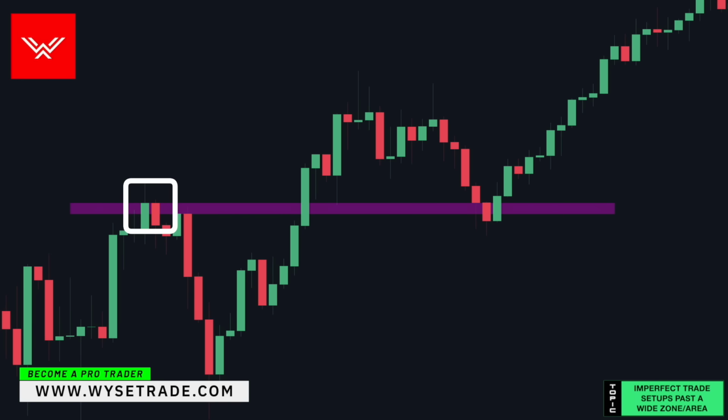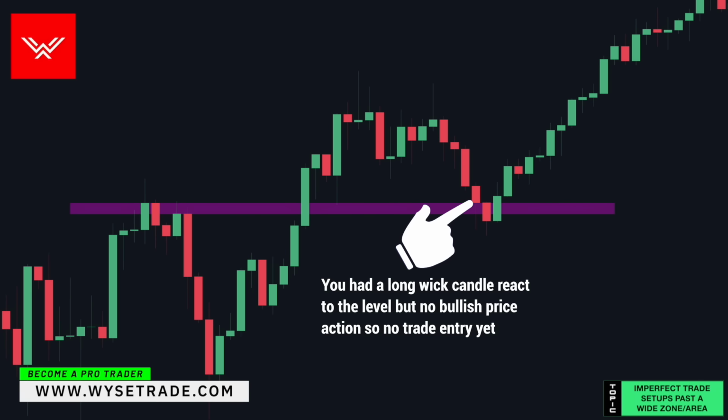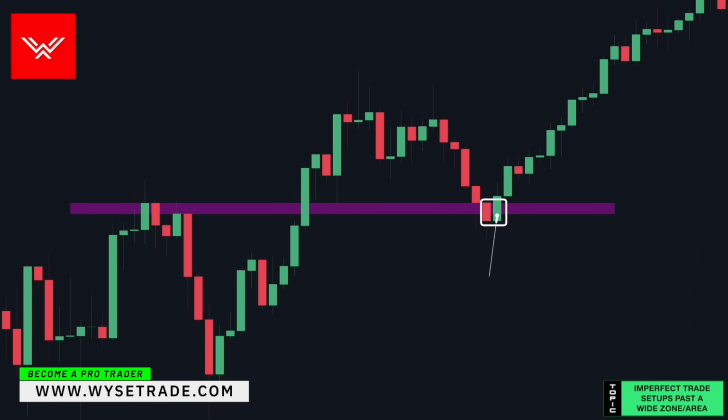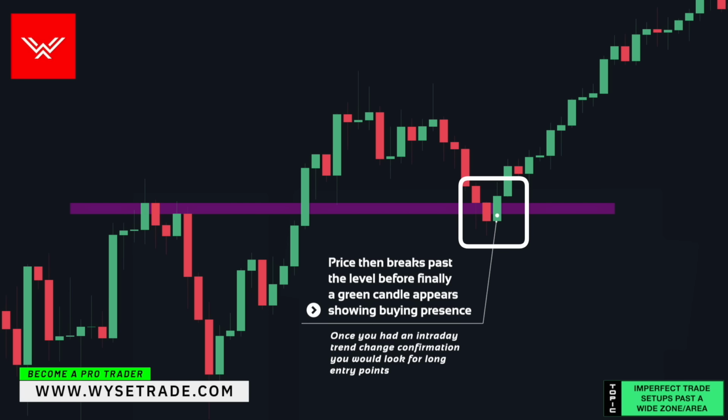This reversal point here gives you your key level. Price breaks through the level, showing how strong the uptrend is. So you want to trade with the upwards momentum. Price then pulls back to your resistance turned new support level. You would see a long wick candle react to the level, but no bullish price action, so no trade. Price then breaks past the level before finally a green candle appears, showing buying presence. Once you have an intraday trend change confirmation, you would look for long entry points.